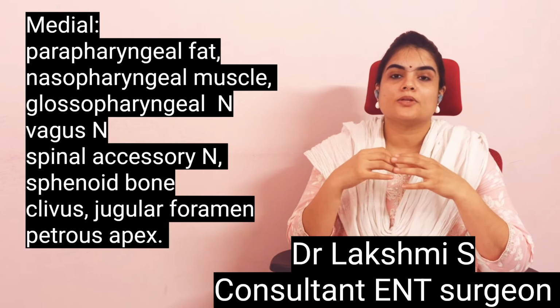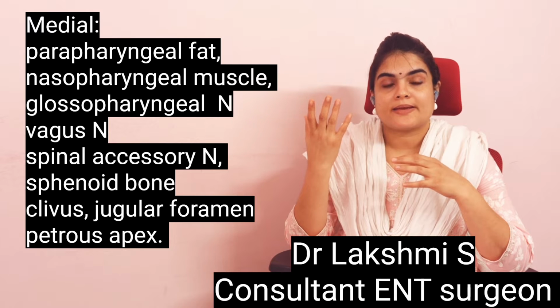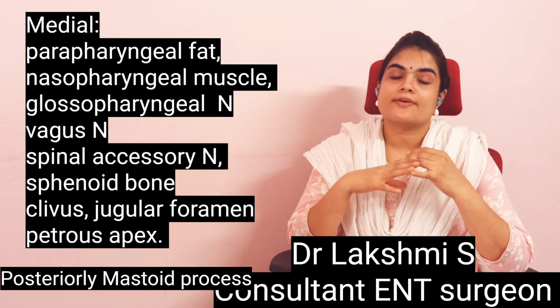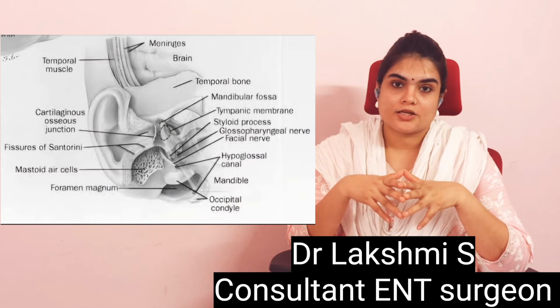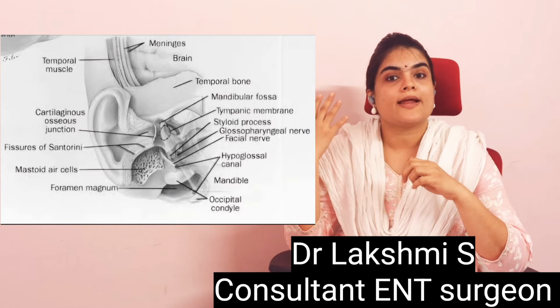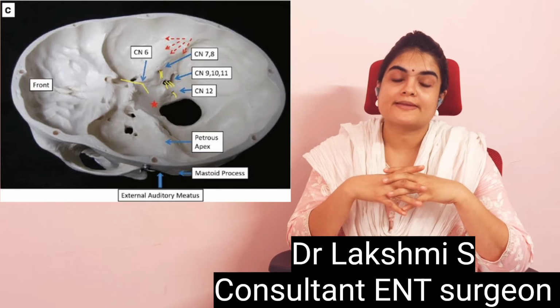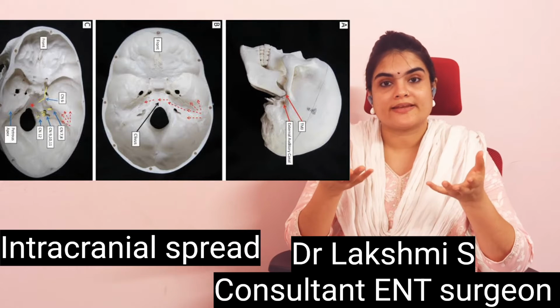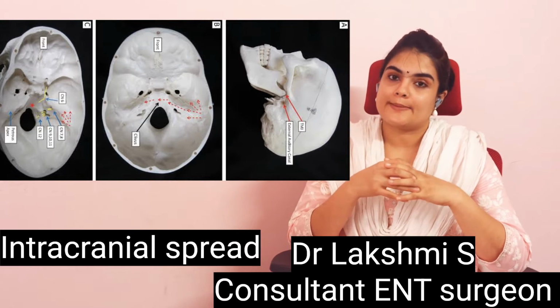It can spread into the parapharyngeal space, into the nasopharynx, into the sphenoid bone, and involve the glossopharyngeal, vagus, and spinal accessory nerves. It can spread into the temporal bone and into the skull base, into the petrous apex. It can spread into the brain, causing meningitis, dural venous sinus thrombosis, brain abscess, etc.